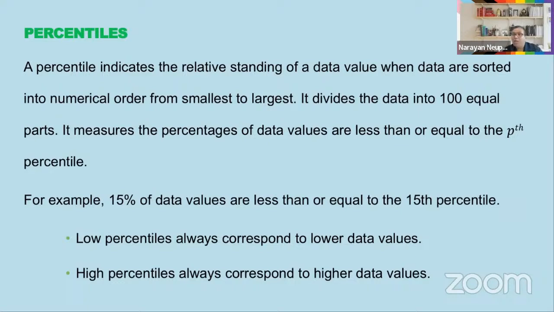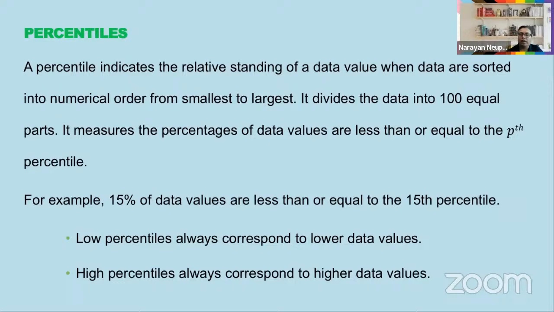So median, as I was telling you, when you arrange the data in ascending order, the value that goes in the middle is called the median. It divides the data into two equal parts, right? We have one median, and it divides the data into two equal parts.